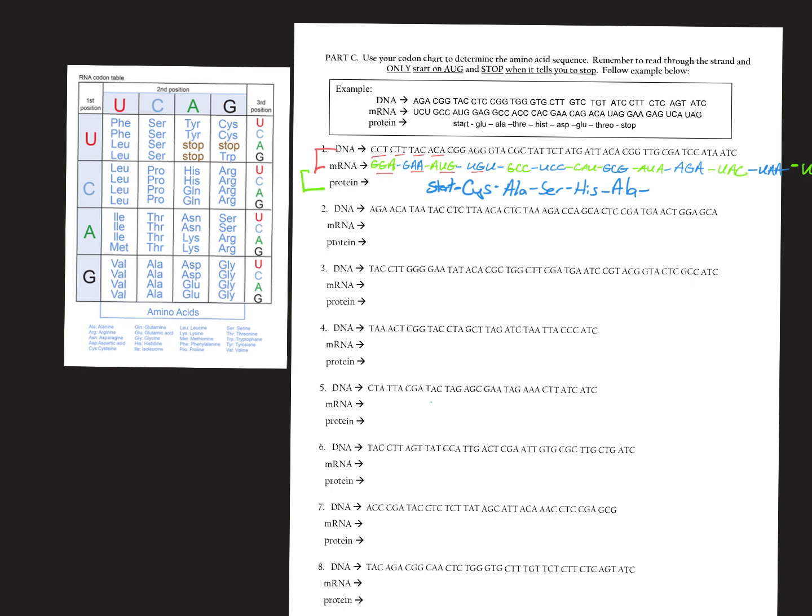AUA is what? Isoleucine, ILE. AGA is what? AGA is arginine, ARG, right? And UAC is what? Tyrosine, TYR. And UAA is what? What's UAA? Stop. That's right. So if you have a hard time doing this, you need to watch some.